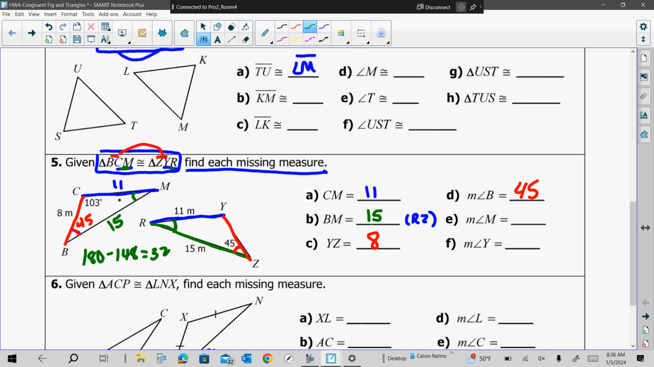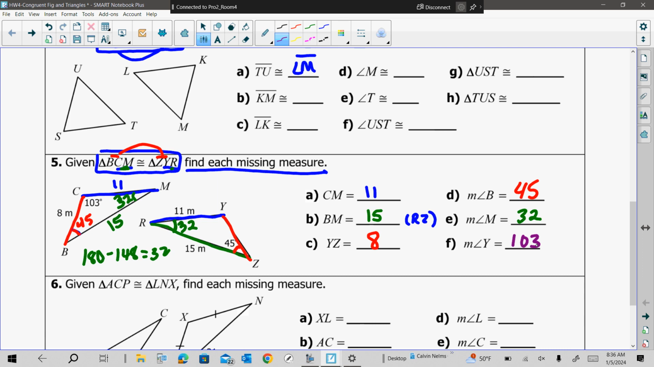So if this missing angle here is 32, then it is 32 in R as well. So M is 32, which means our remaining angle Y corresponds with C, and that's 103. So you're going to finish angle measures on the front.